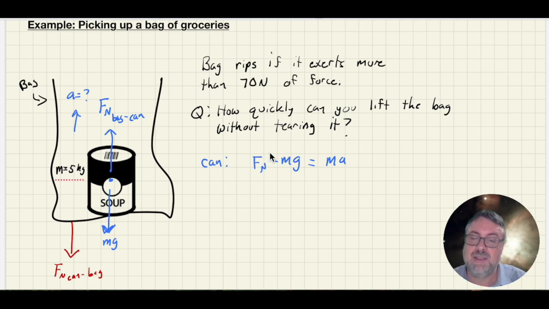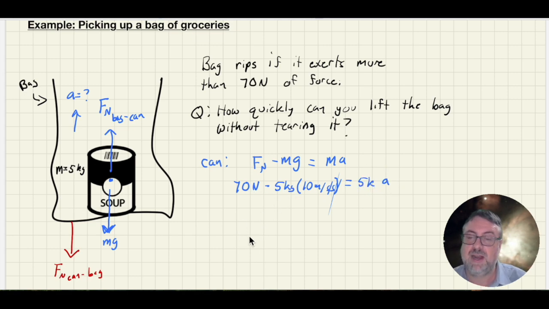If I solve for how large this normal force can be, well, this normal force can't be larger than 70 newtons. If it is, then the bag will break, because whatever this normal force is pushing up on the can is the same force pushing down on the bag. So I know that 70 newtons minus 5 kilograms times, let's just use 10 for gravity, must be equal to the 5 kilograms times the acceleration.